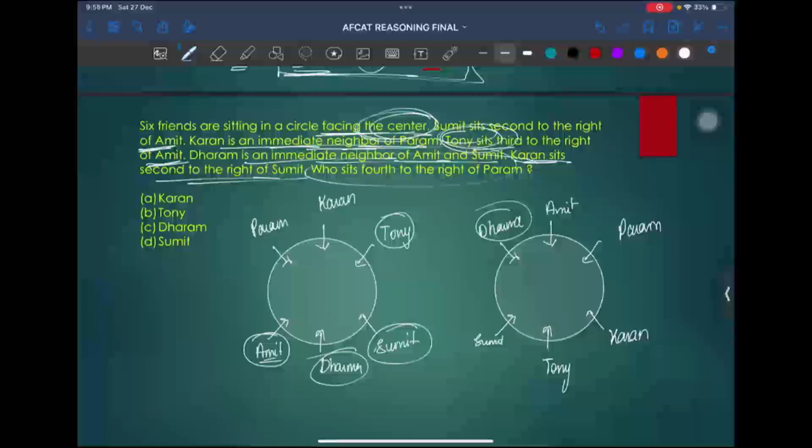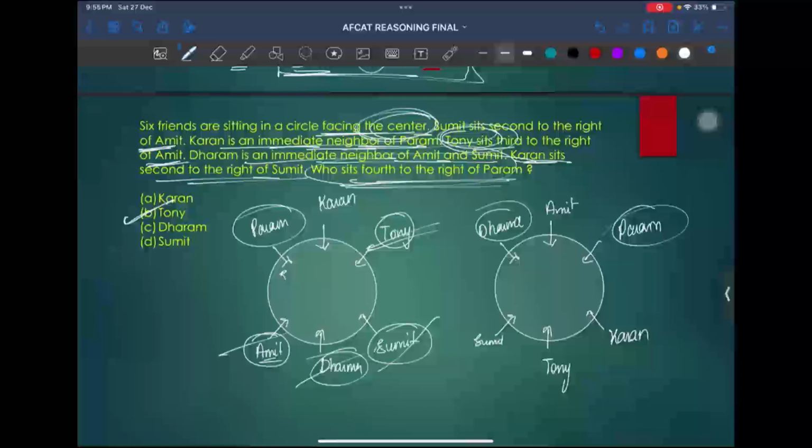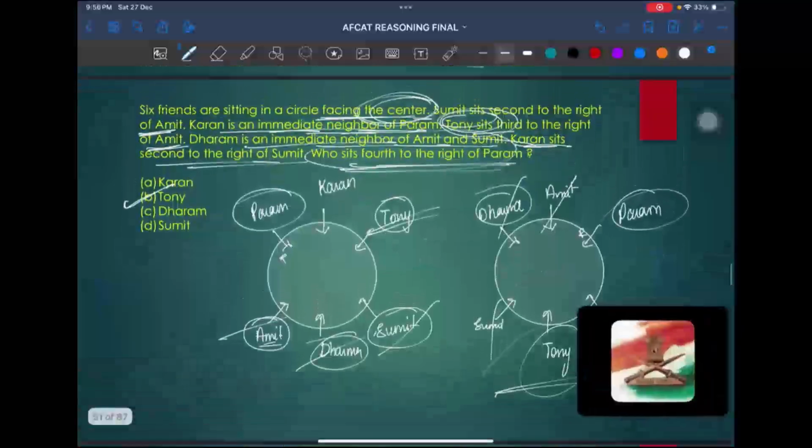Who sits fourth right of Param? Fourth right of Param is here. Right side is towards his side. First right, second right, third right, fourth right. Who is the fourth right of Param? It will be Tony. And from this figure also, fourth right will be this, the right position. I guess you understood this question. Seating arrangements. I hope you understood this question.